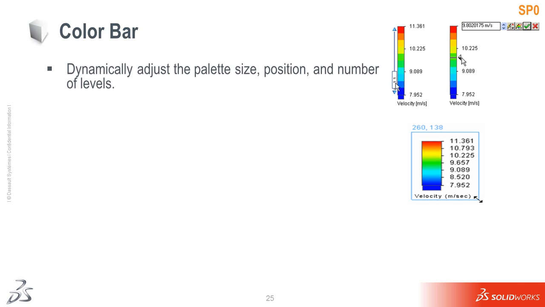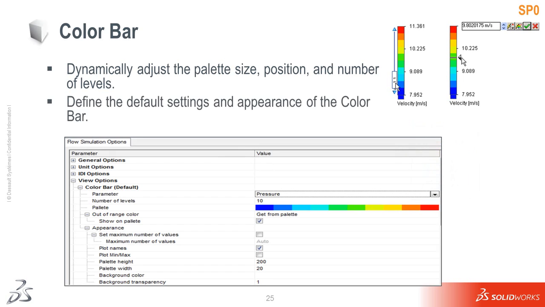Color bar is a color stripe which displays the scale of parameter values with respect to contour color. Several usability improvements have been implemented for the color bar for the post-processing task. You can now dynamically adjust the palette size, position, and number of levels of the color bar. You can now define the default settings and appearance of the color bar under the General option.